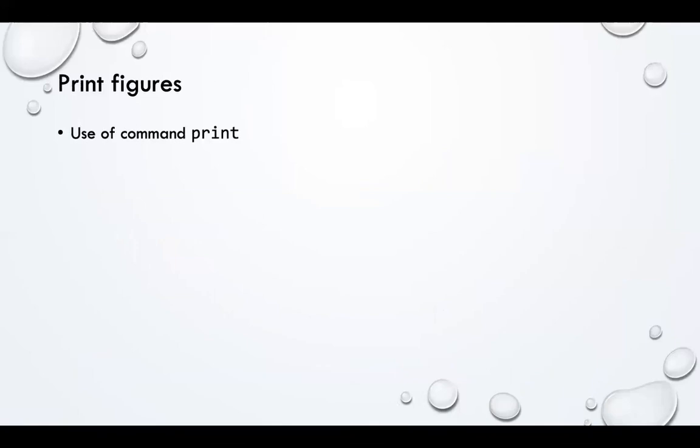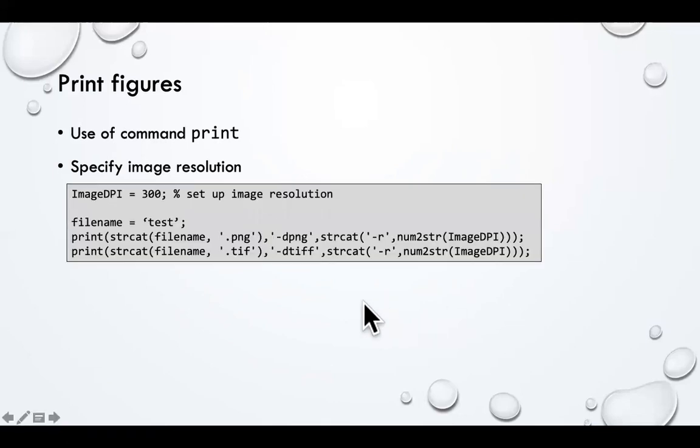We call it the print. So what you need to do is, as I say, Matlab only sees the screen at 72 dpi. And when you save as, the figure only uses 150. I want higher or even lower. I need to specify the image resolution. So here I specify my image resolution like 300, okay? And I have my file name like test.